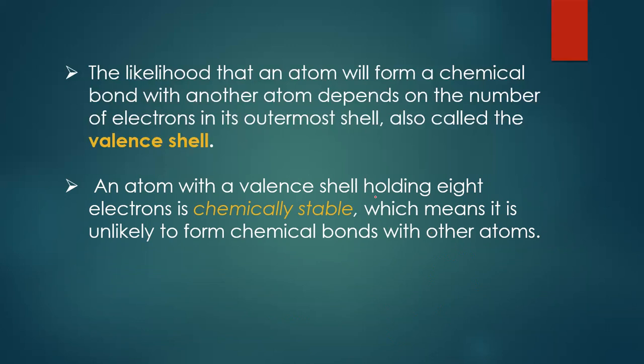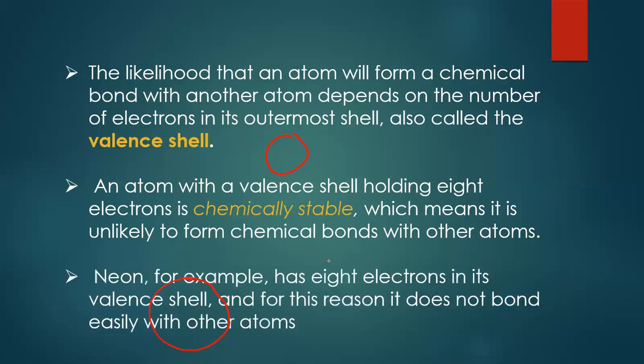So, like we say, the likelihood of any atom to form a bond with another atom is determined by the number of electrons in its outermost shell, or its valence shell. If any atom has the maximum number of electrons in its valence shell, if it's chemically stable, it cannot react with another atom. That's what that means.